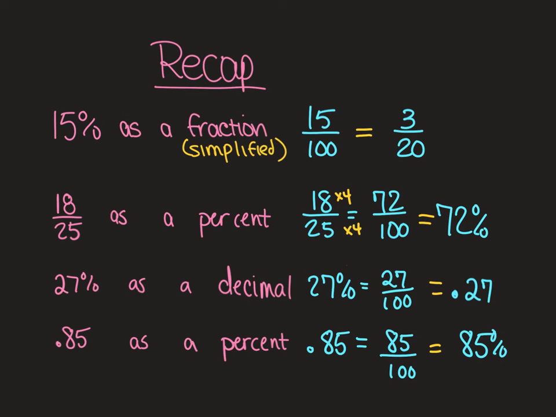All right, let's see if you got the same answers I did. 15%, 15 out of 100, simplifies down to 3/20. Did you get it? 18 over 25, well, I make that something over 100. That was a times 4 pattern. 72 is 72%. Got to make this guy a decimal. So 27% is 27 over 100. If I can make it over 100, I know the decimal, 0.27. 0.85, if I can make it a fraction, 85 over 100, I know the percent, 85%. Yay!